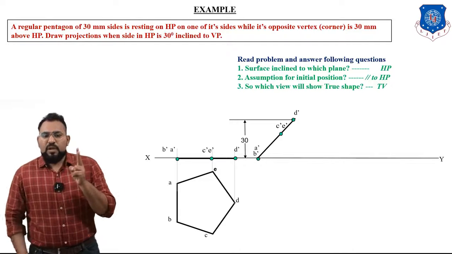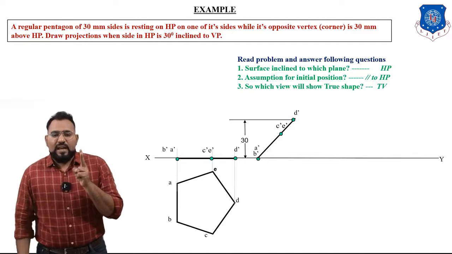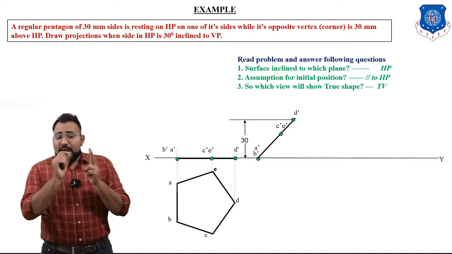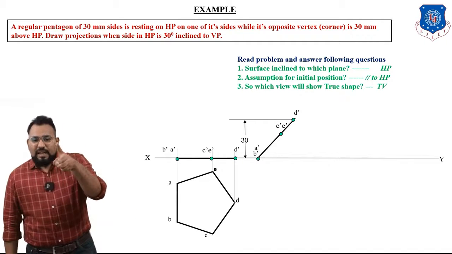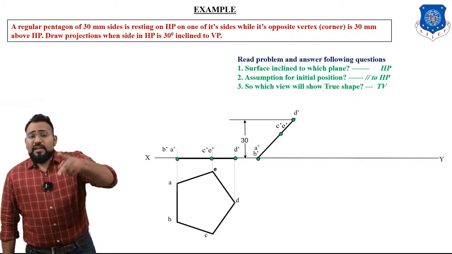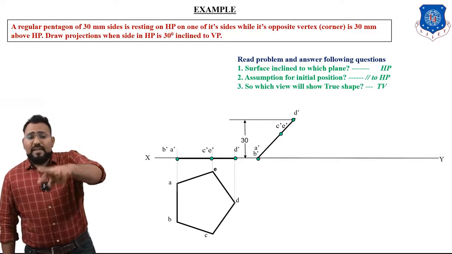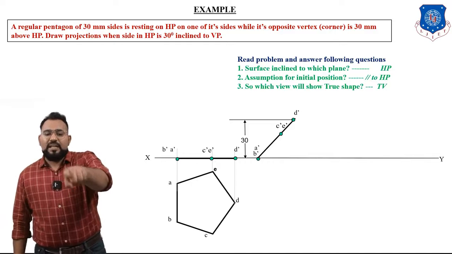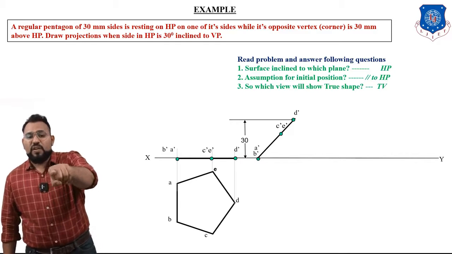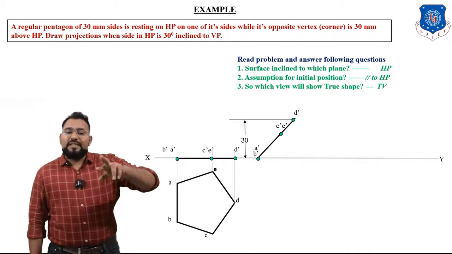Now what I will do, take any random point on XY line and mark that point A dash B dash. Okay, and now with A dash B dash as a center, put an arc on the 30 mm above line, and wherever it intersects it will be point D dash. So now connect A dash B dash and D dash and you will get this line which you can see on your screen. And now how to get point C dash, E dash?